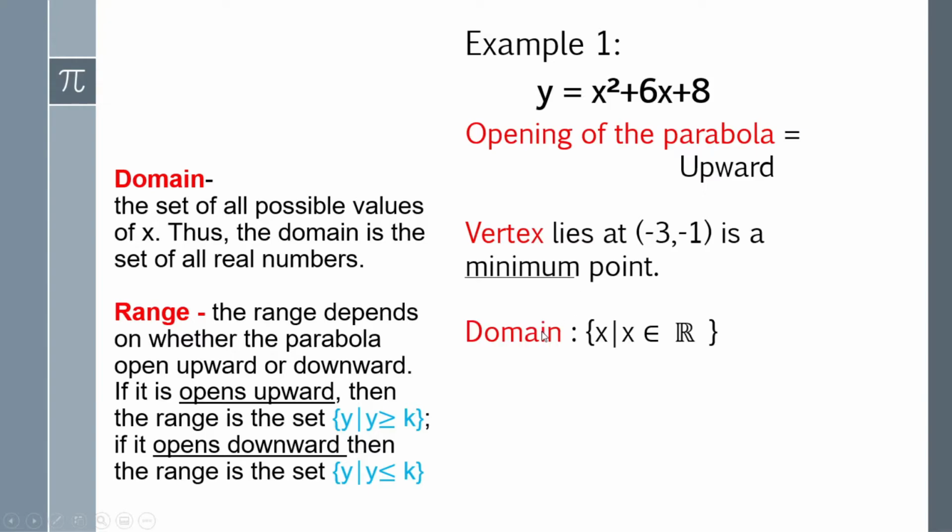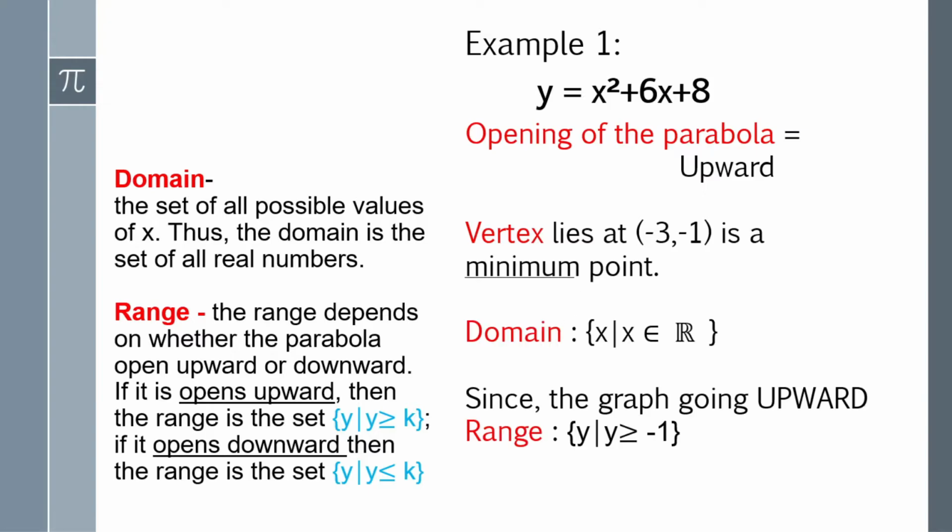How about the domain? The domain is x such that x is an element of real numbers. Since the graph is going upward, bakit upward? Kasi positive to. So, the range is y such that y is greater than or equal to negative 1. Bakit negative 1? Kasi yung k natin dito is negative 1. So, ito yung h, itong negative 3. Ang k natin is negative 1.